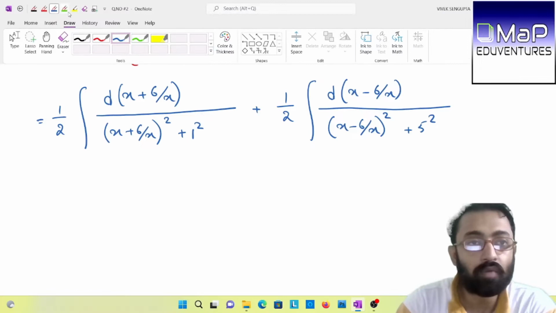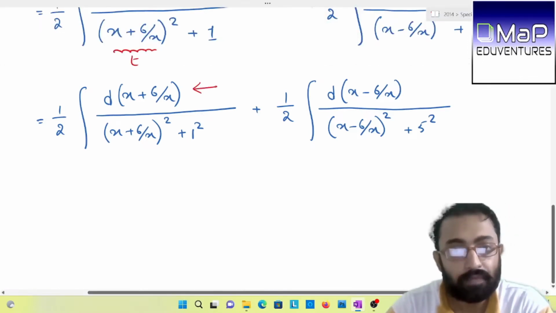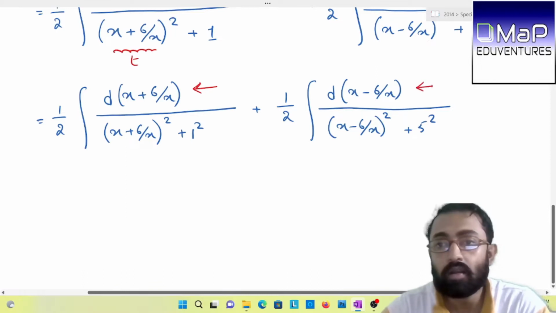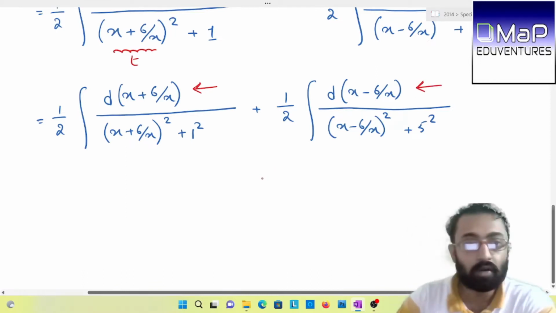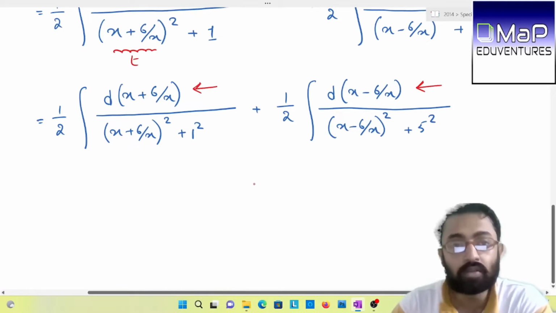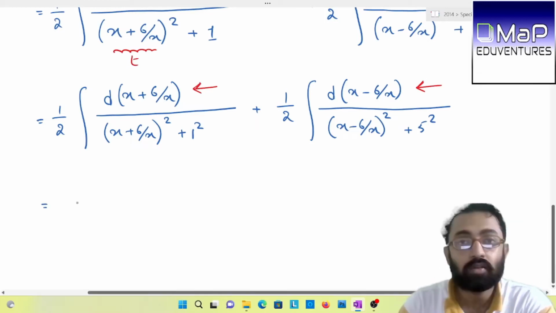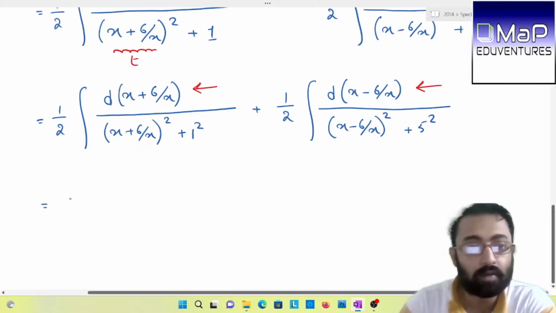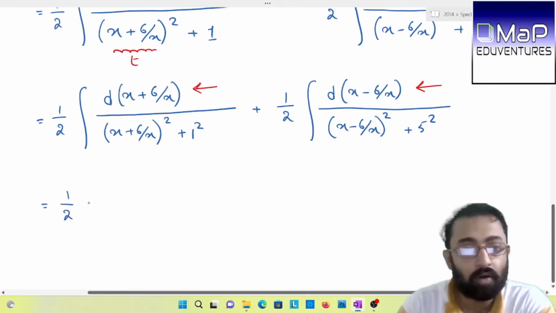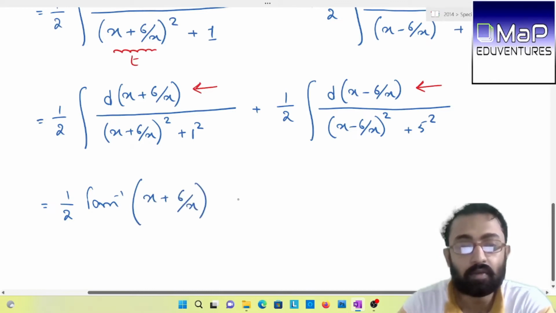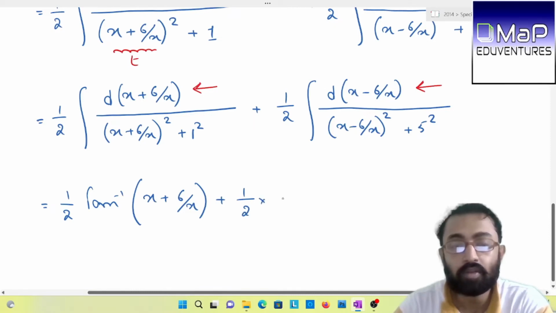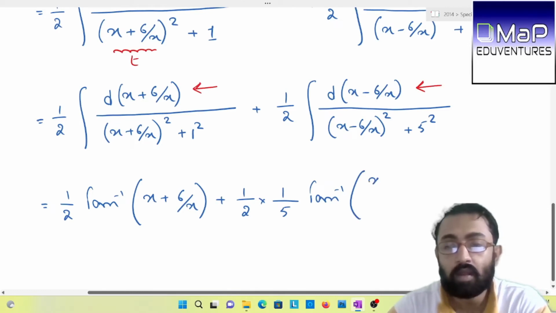Now, in the numerator, what we have written, I have many times advised you that you should verify the numerator, because we have actually taken a shortcut. We have not literally substituted the denominator part, but we have taken a shortcut. So it becomes very essential for you to verify it. Alright, so now we have here half of tan inverse (x + 6/x) plus half of, so you will get here 1/5 tan inverse of (x − 6/x)/5.